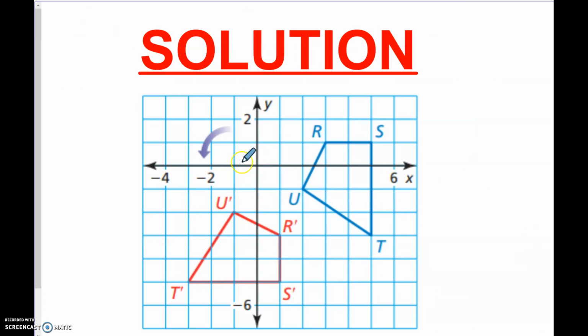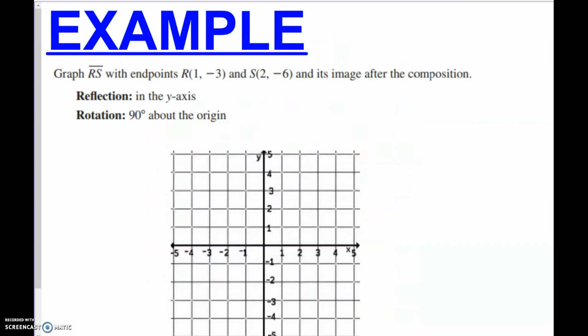So u is -1, -2. So this is what it looks like as the graph. All right, so graph RS with endpoints and its image after the composition. And remember, composition is 2 or more transformations. So the first transformation that they're going to have us do is a reflection around the y-axis.